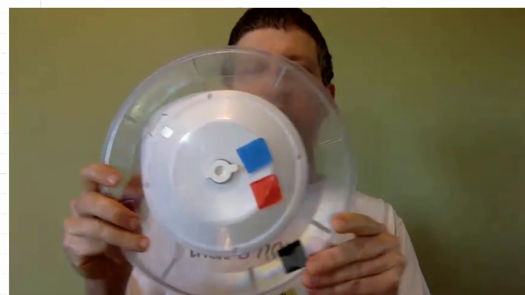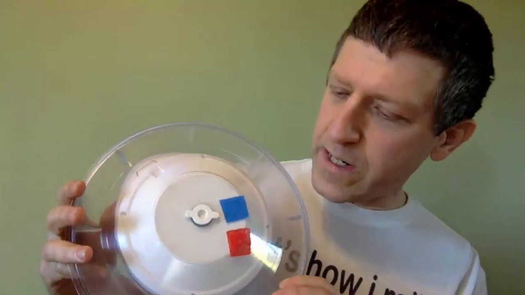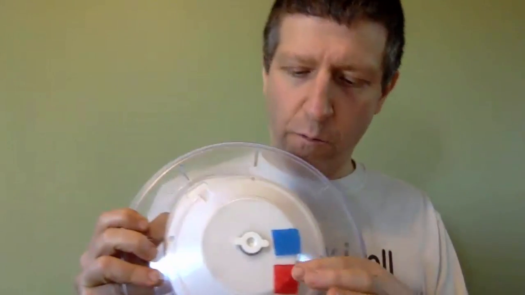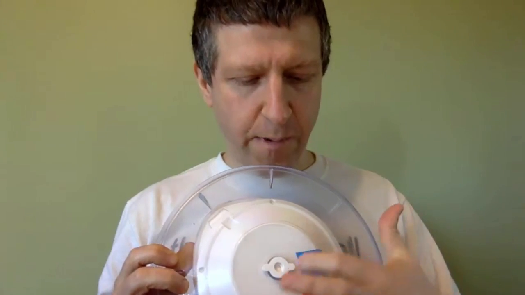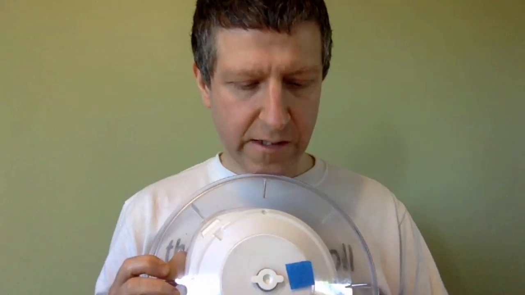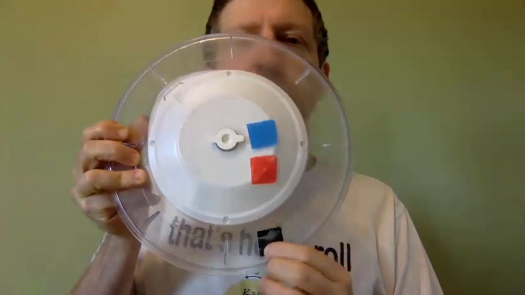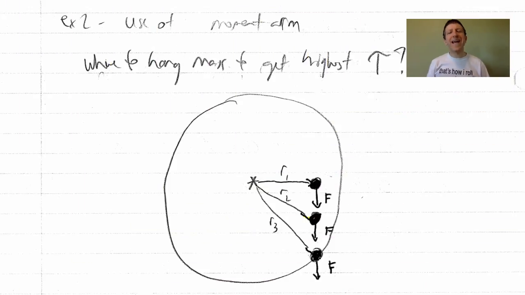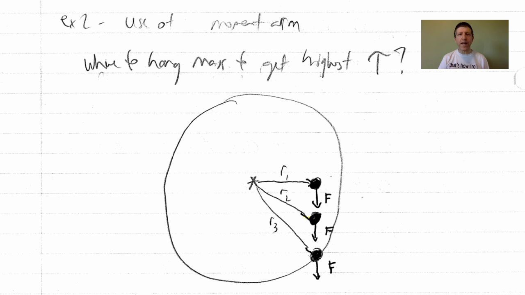So here's a similar situation with my little spinning disc here. I could either hang a mass from right here, or from right here, and the second spot's a little bit farther away from the rotational axis, or I could hang a mass from right there, again even farther from the rotational axis. Which place of hanging a mass would get me the most amount of torque, and hence the greatest angular acceleration?